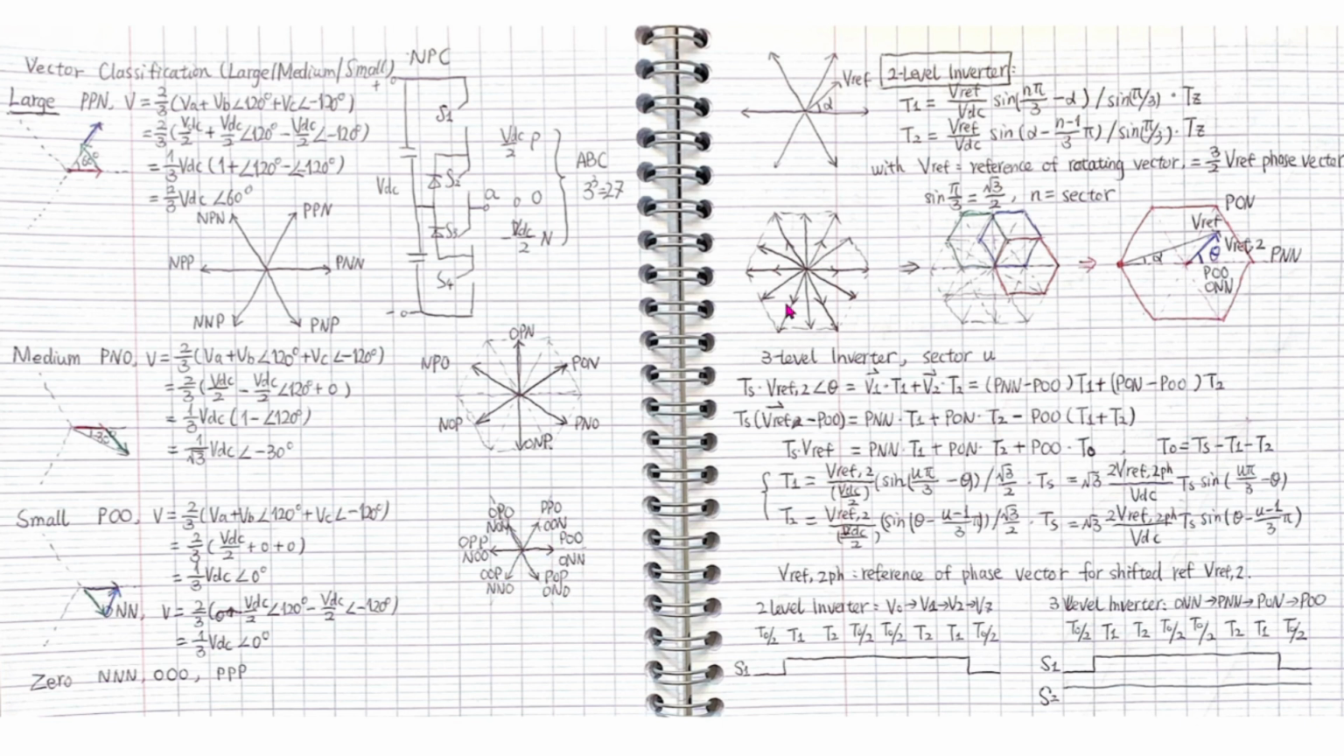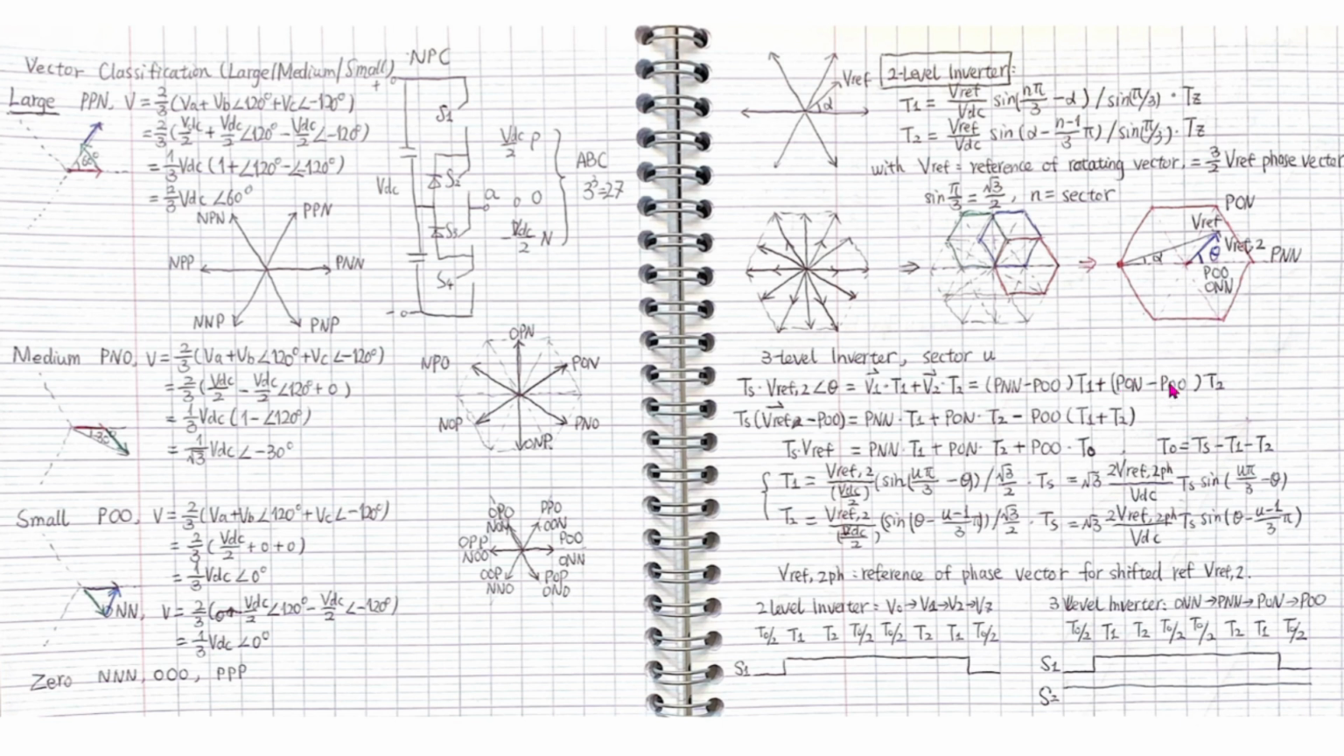We need to synthesize the reference vector VREF angle alpha based on these 27 vectors. There are many ways. Here I present one. We reduce the 3-level into 2-level by dividing the big hexagon into 6 smaller ones. Let's take a look at the right small hexagon. We can shift the reference vector by adding a small vector and VREF2. VREF2 times TS equals V1 T1 plus V2 T2, where V1 is PNN minus ONN, and V2 is PON minus ONN.